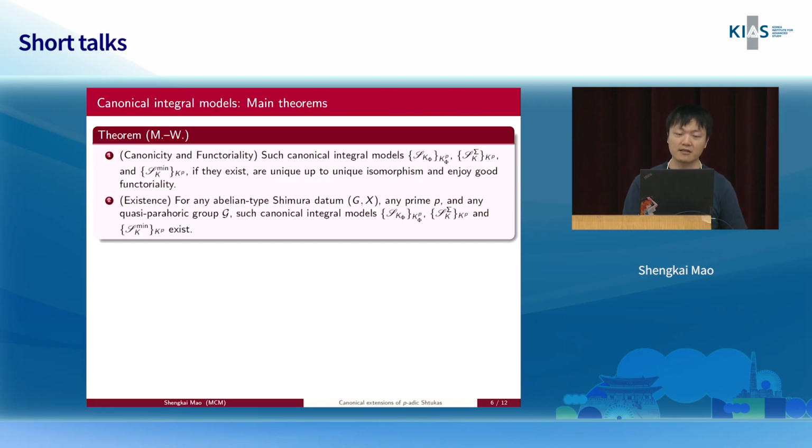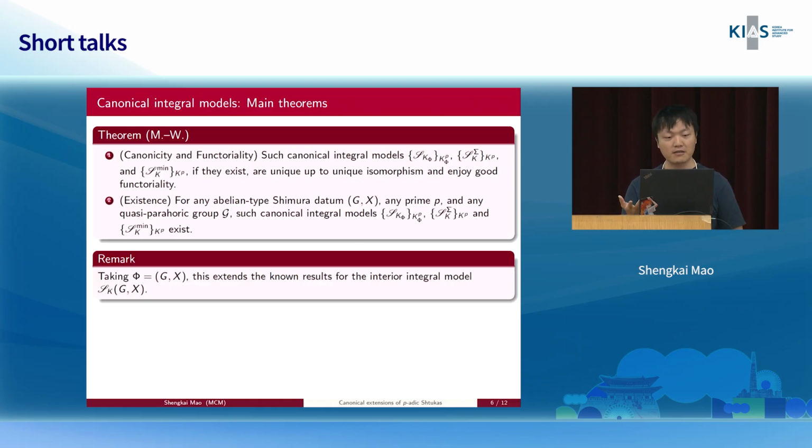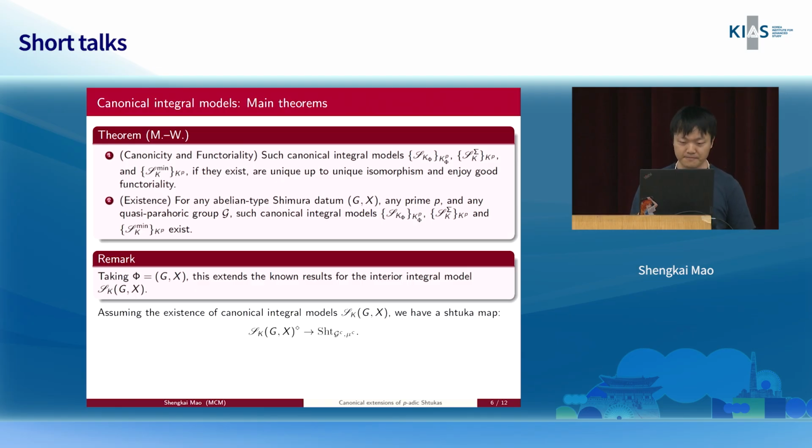Second is the existence. We show that in a very vast generality, for any abelian type Shimura datum, for any prime p, for any quasi-parahoric level, these canonical integral models all exist. As a remark, if you take the cusp label to be (G,X), this gives you the interior Shimura variety. This already extends the known results I just recalled. We can deal with p equal to 2, and we can deal with arbitrary quasi-parahoric level. I think this is very useful for reference.